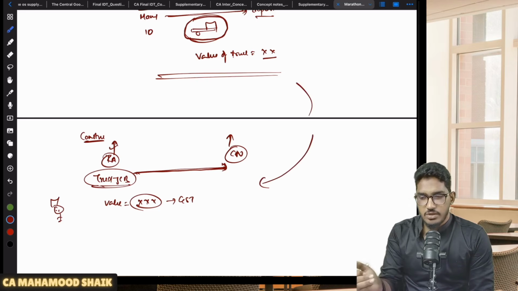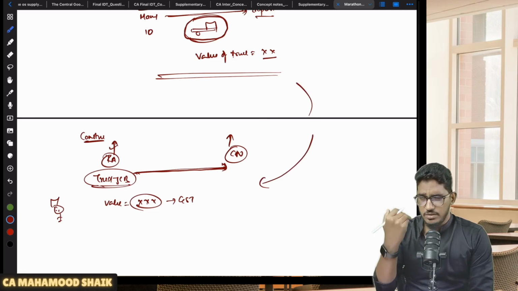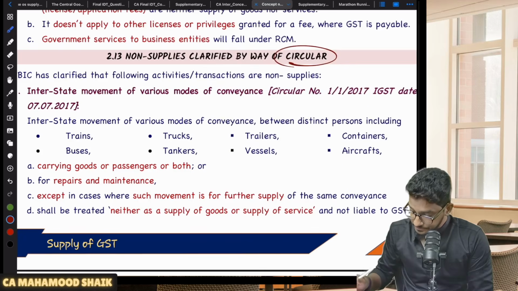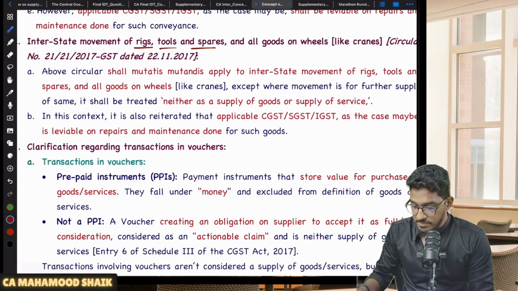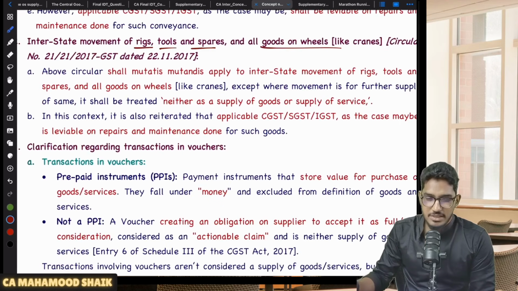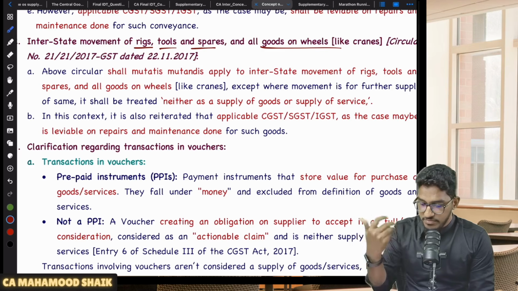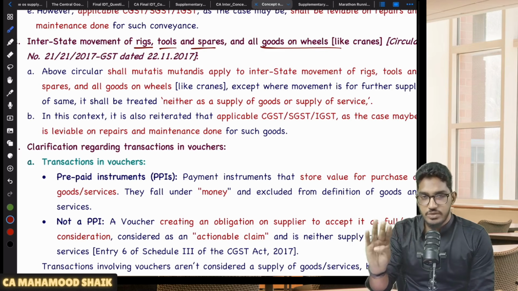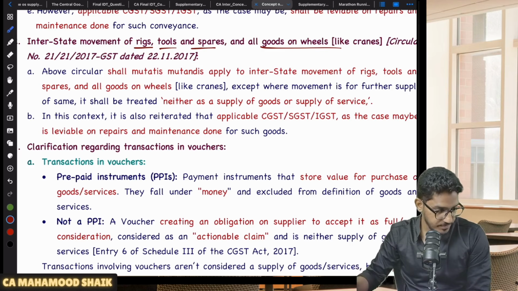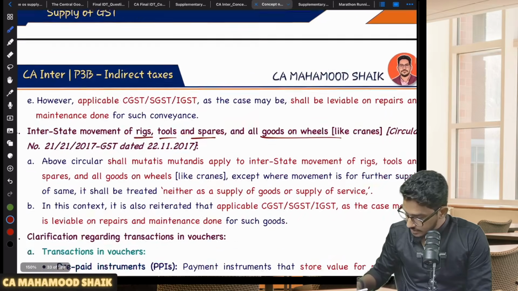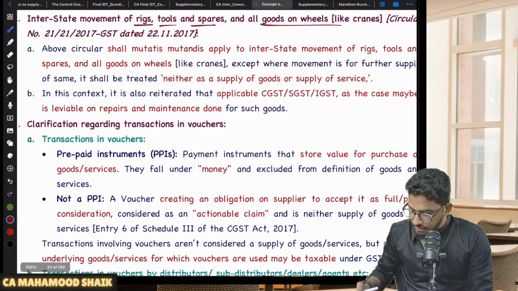So when wheels on truck, or they use some phrase here. If you see it, interstate movement of rigs, tools and spares and all goods on wheels, when you are moving it for the purpose of repairs etc., then you don't treat it as supply. Don't unnecessarily do the harassment. Understood? Clear? Right.